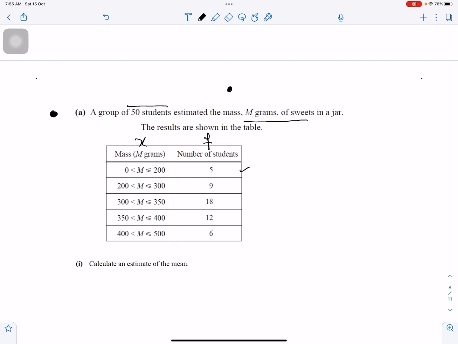So 5 students measured the weight of the sweets in a jar between 0 to 200 gram. And similarly, it is in the rest of the table. If you add up all the frequencies, it should add up to 50, which means it is correct. Now, it is the question given to you, so definitely it will be correct. But when you are calculating from the data at times, make sure it adds up to the given total.